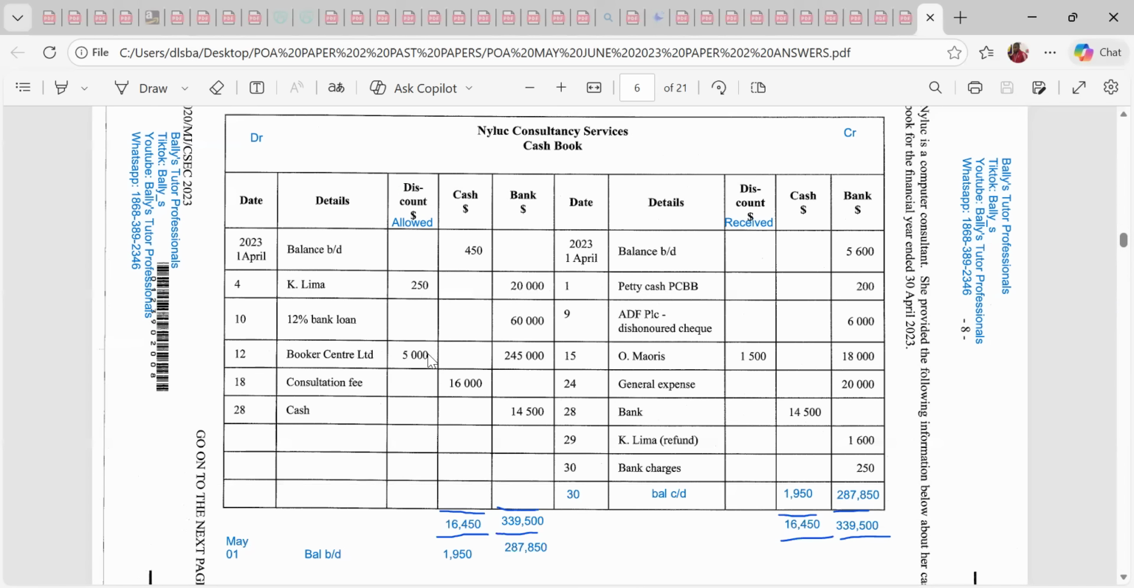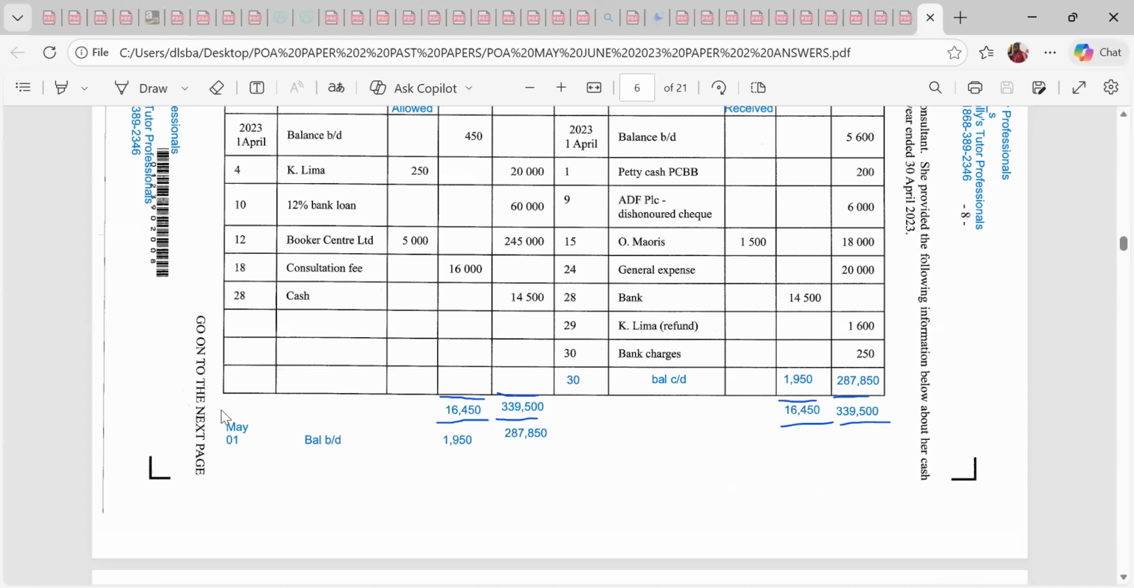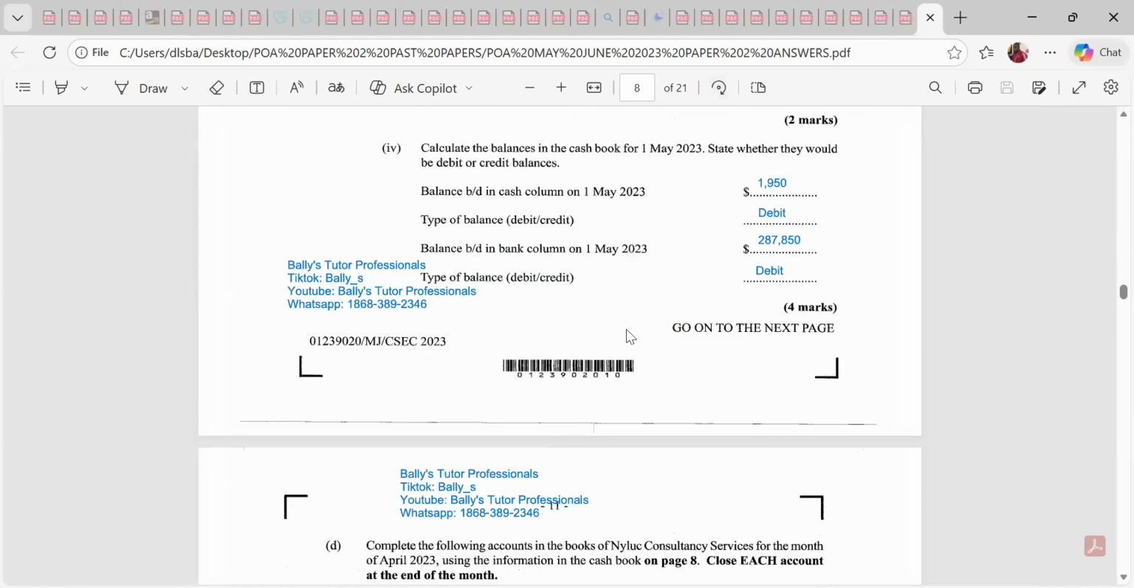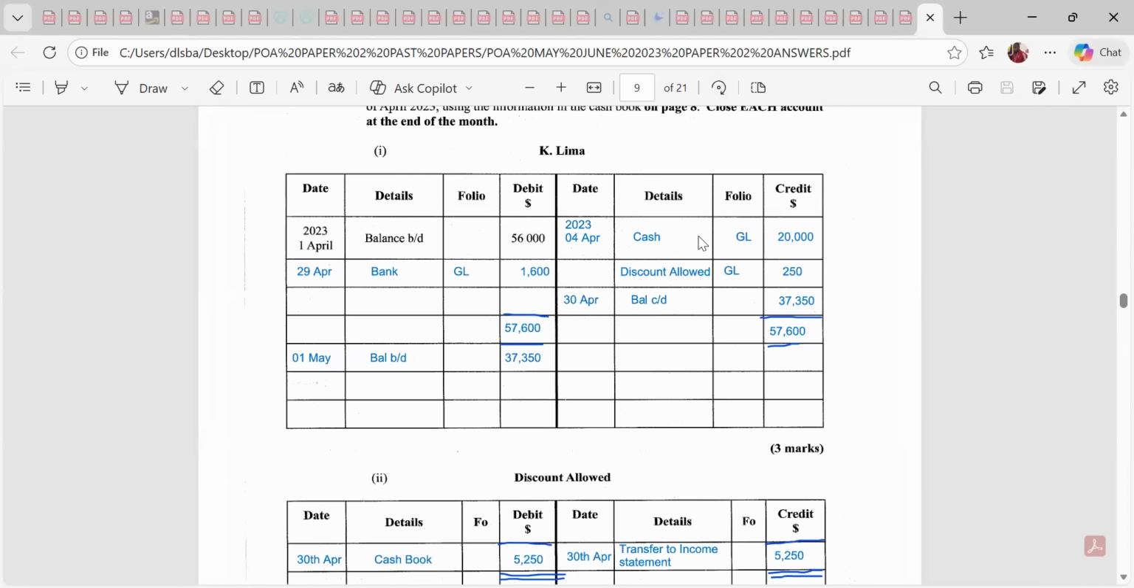The next thing we have from K Lima is the refund, 1,600. If we credit the cash book, it means we debit in K Lima's account. Which is what we did. For the cash, any discount allowed on the credit side. And then the refund, debit side. Then we do our balance carried on and brought down.